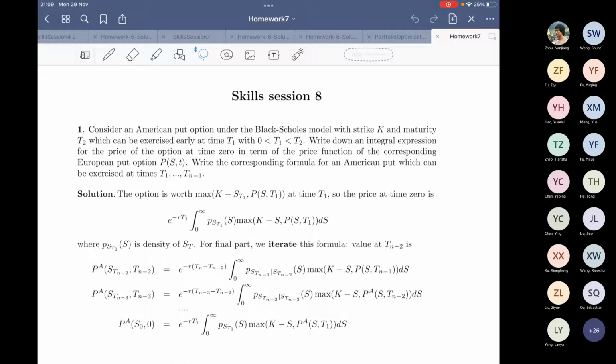I'm not assuming, as in many recent questions, that interest rates are zero, because for American options, for it to be interesting, you need a non-zero interest rate. I think it can be proved that if the interest rate is zero, then the American is worth the same as the European. But anyway, this is the value of the American option at the intermediate time T1.